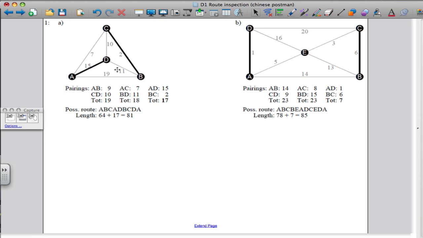Just showing you the way the answers work here, it's showing all the possible pairings of the odds and what their total extra weight was, and therefore it chose in this case AD and CB to double up. So the final length here was 64, all of them added plus the extra 17. Again here, it paired up all the odds. The smallest way was in this example here. So therefore the total length is the total length of it all plus the extra 7 added on here.